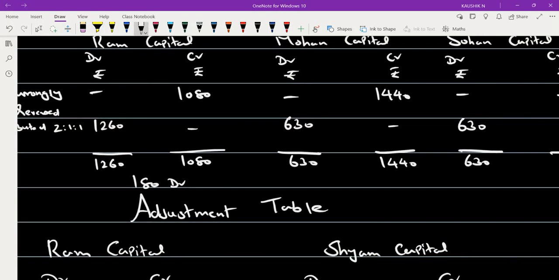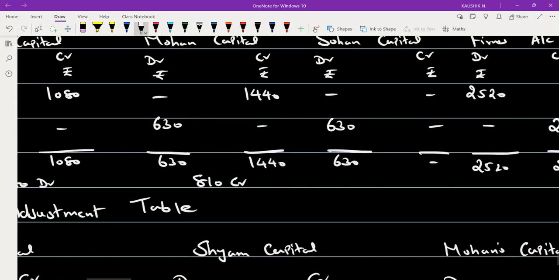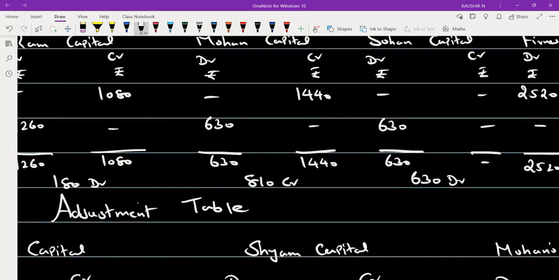Similarly, debit side 630, credit side 1440. Difference 810. Very good. Which side balance to be recorded? Which side total is heavier? Recorded. Now coming to the last, 630 and 0. So difference 630. Which side balance should be recorded? Debit side. So now you have got two debits, one for 180 and another for 630. Add these two and check whether you are getting 810.